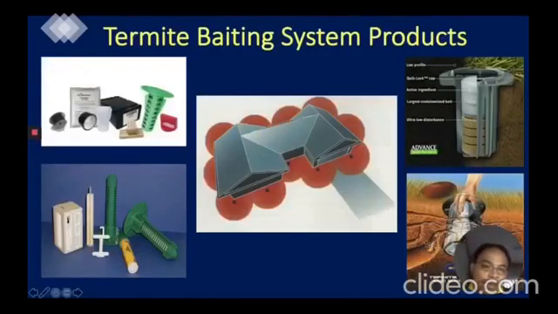This is a picture of a termite baiting system product available in the market. You place it in the perimeter of the building. Once the termites feed on the wooden material, which we replace with baits that have a small amount of IGR, insect growth regulator, inside, it will later be transferred to the whole colony and cause death.